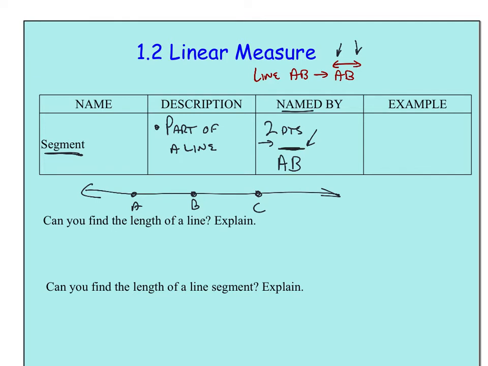So for example, if I have AC, that's a segment. BC, that's a segment. That's the difference. I'm basically saying, hey, I don't want to deal with the whole line. I only want to deal with this certain part. So can you find the length of a line? No. Why? Lines are continuous.